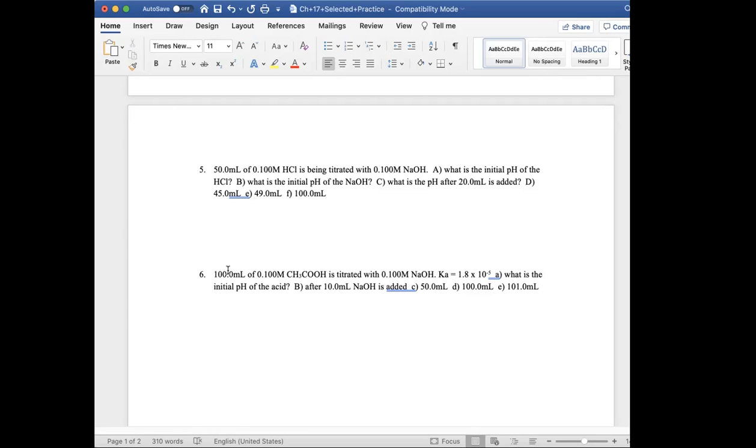And then for D, it'll be 0.1 times 0.1, which is 0.01 moles of NaOH, that is. 0.01 minus 0.00013, right?